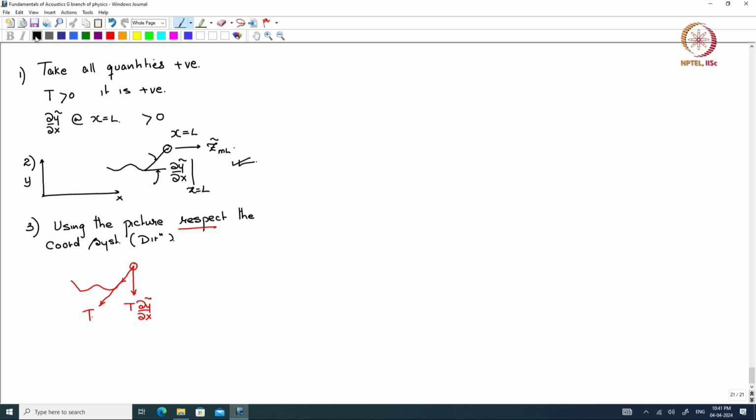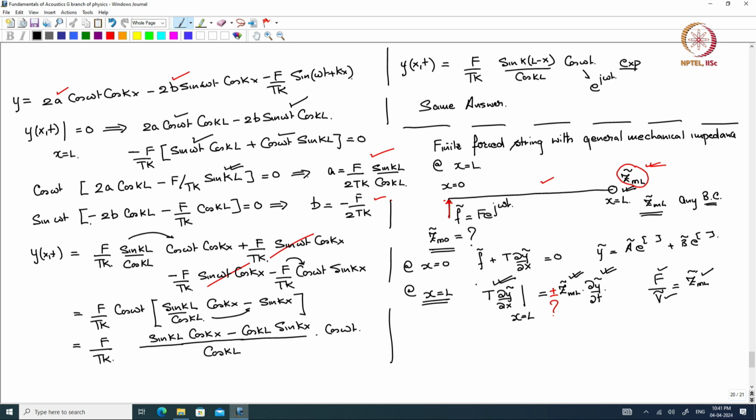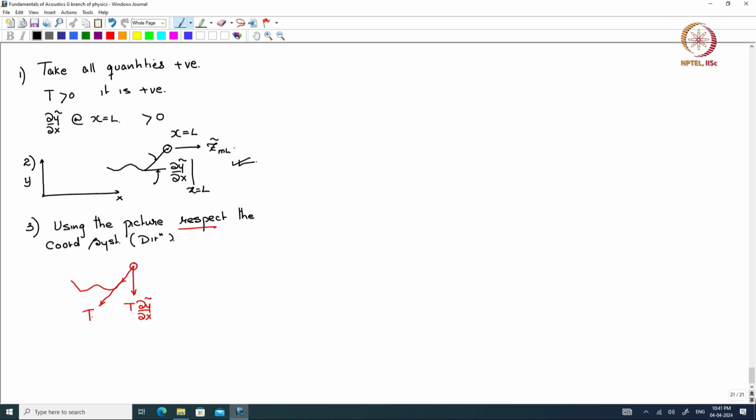So I wrote last on the previous page over here, I wrote this condition and said that all terms are the same except for a doubt on the sign over here. So now we are going to fix the sign, the sign is minus T del y tilde by del x is equal to the impedance at the end into del y tilde by del t. This is the boundary condition at x equal to L. So now we can begin to solve this problem.